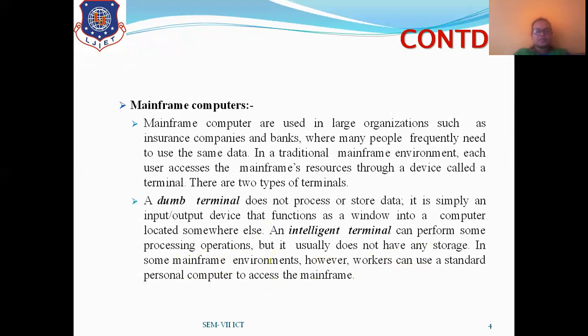As we discussed, taking the example of a bank, the server is located at some place, and the people working in the bank can access that particular server data through their personal PCs or desktops. Clear?